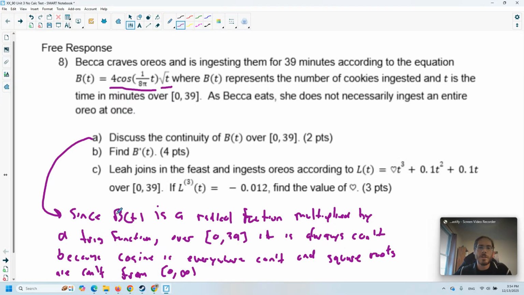So that's what we got for that. Most people did pretty decent with one of the two, so they figured out, okay, I have to look at what these functions are. But you also have to mention that you're just multiplying two functions that you know are continuous. So that's what we got for part A.